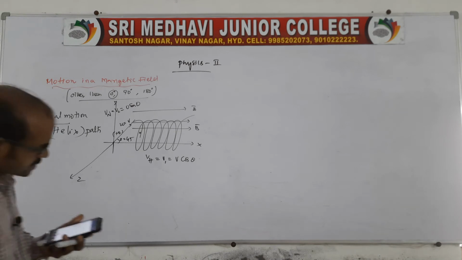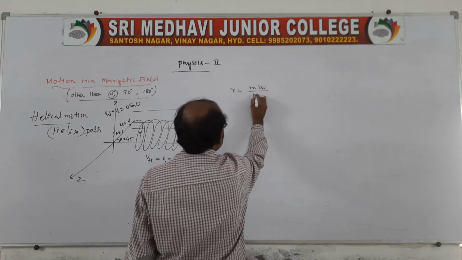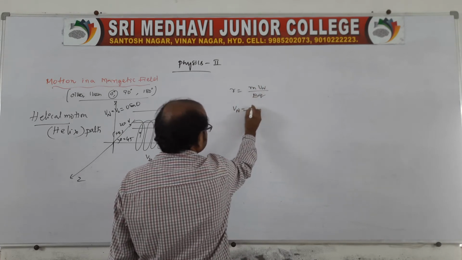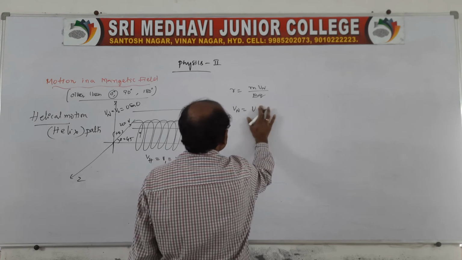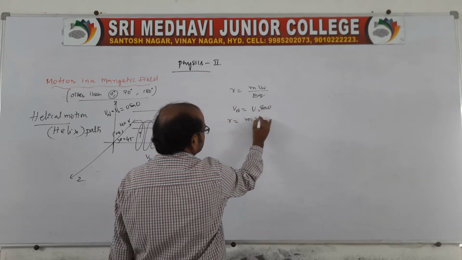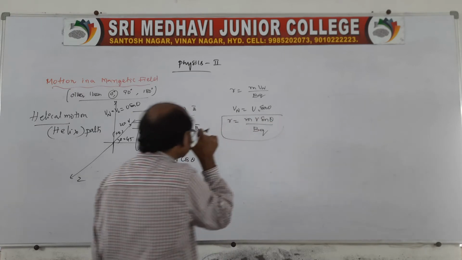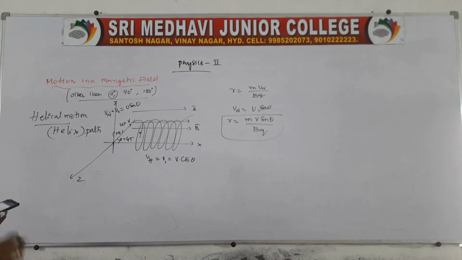Now he is asking the radius. Radius of each circular path, r is equal to m Vn by bq. Sir, what is Vn? Vn is nothing but V sin theta. Now, r is equal to m into V sin theta by bq. This is the radius of each circular path, right?